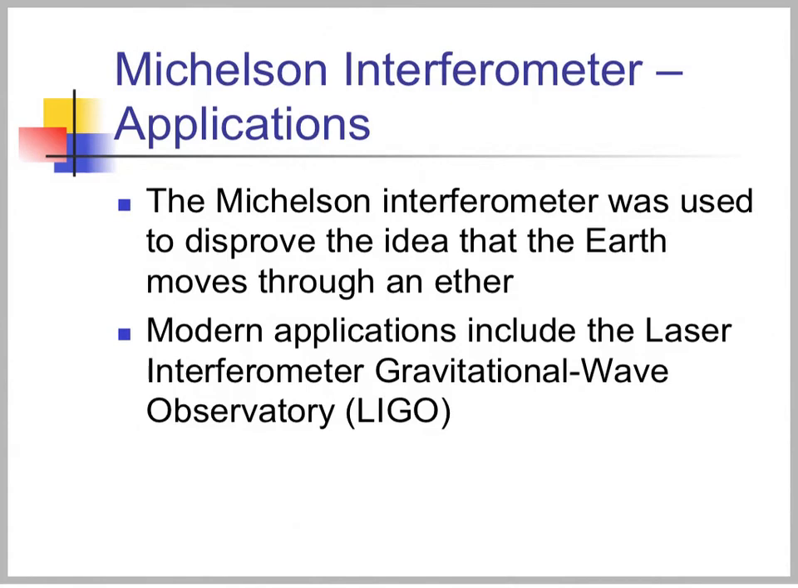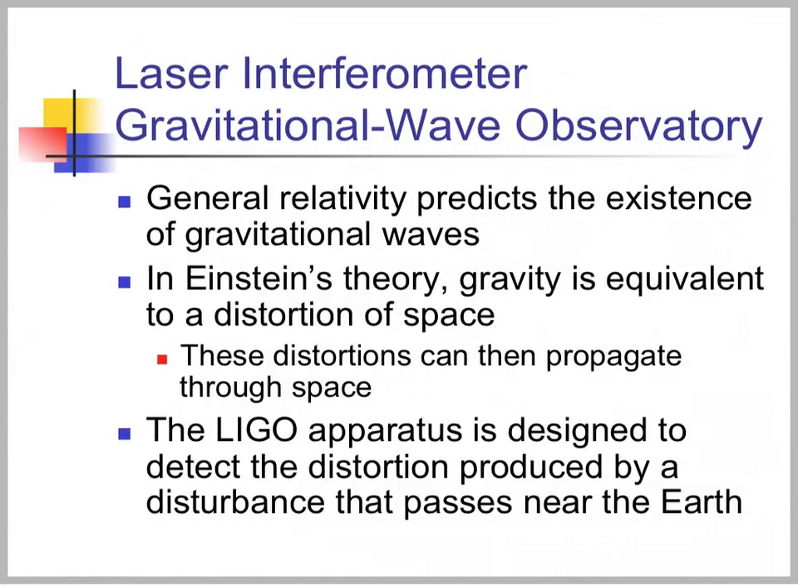But it still has modern applications, and one is the Laser Interferometer Gravitational Wave Observatory, or LIGO. So general relativity predicts the existence of something called a gravitational wave, which is a wave moving through space which compresses and decompresses space itself. So in Einstein's theory, gravity is equivalent to a distortion of space, and those distortions can propagate through space. And the LIGO apparatus is designed to detect the distortion produced by a disturbance that passes near the Earth.